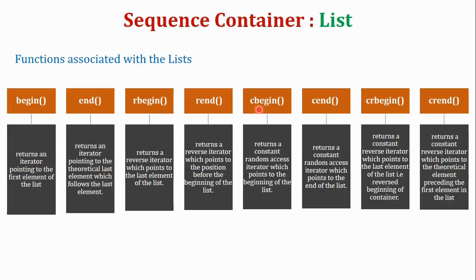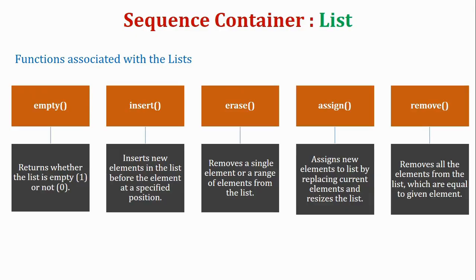And next one is cbegin. It will return the constant iterator which points to the beginning of the list. And next one is cend. It will return the constant iterator which points to the end of the list. And next one is crbegin. It will return the constant reverse iterator which points to the last element of the list. And next one is crend. It will return the constant reverse iterator which points to the theoretical element preceding the first element of the list.